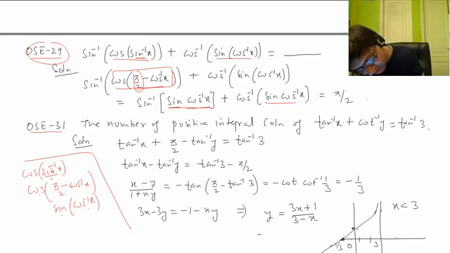So these angles are the same now. If these angles are the same now, sin inverse t plus cos inverse t, that is pi by 2.